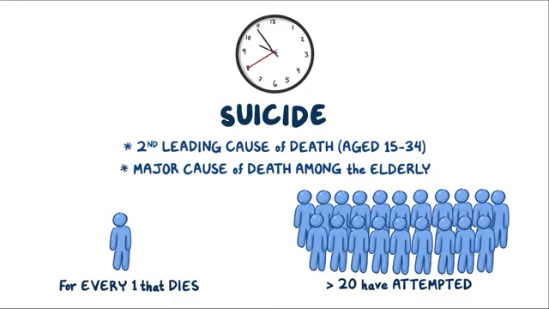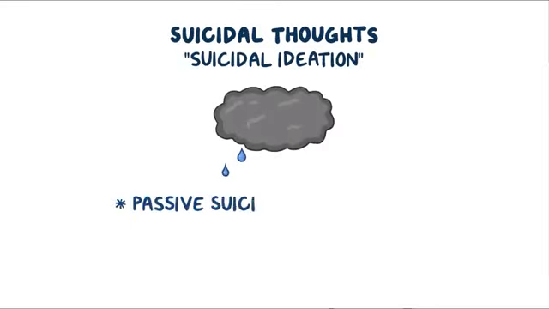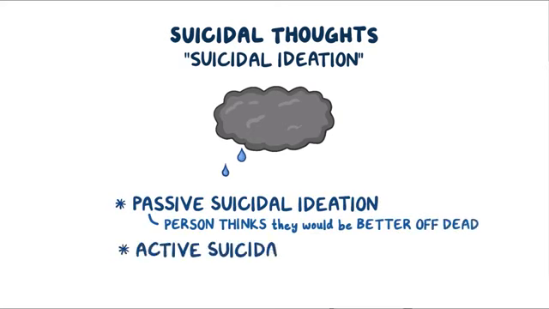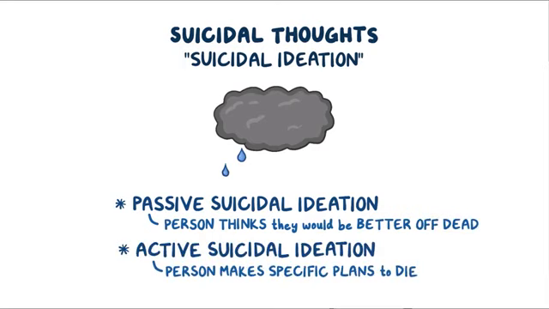Now, prior to any suicide or attempted suicide, a person usually has suicidal thoughts, and that's called suicidal ideation. There's a range from passive suicidal ideation, where a person thinks they would be better off dead, to active suicidal ideation, where a person starts to make specific plans to die by suicide. Fortunately, most people with suicidal ideation never attempt suicide, but there's no reliable way to identify those who will. Having said that, there are some predictive risk factors to consider.